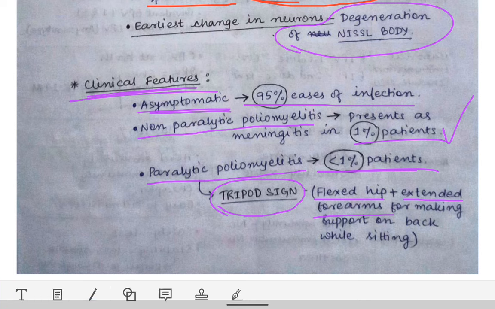That is a sign of paralytic poliomyelitis, and this sign is also seen in case of subarachnoid hemorrhage.